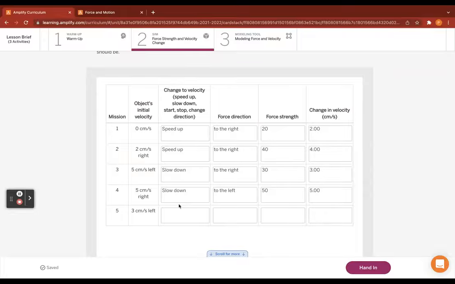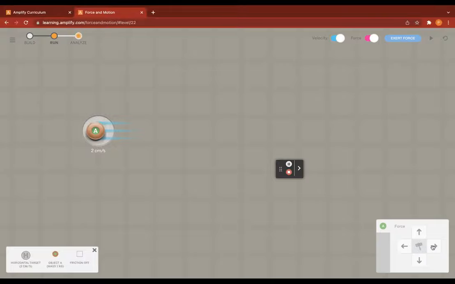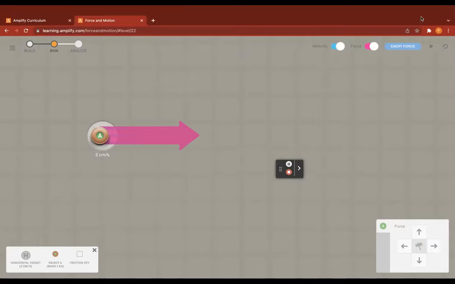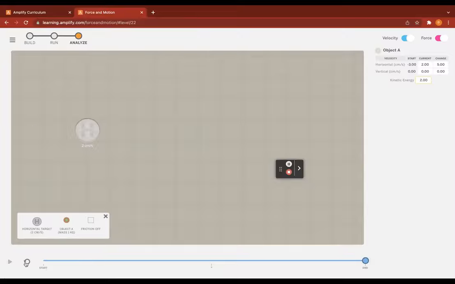Hey, it's not letting me do that. So let's see what's the most important thing it's doing. Changing direction. It's going to the left. I need to hit it to the right. It's a change of 5. Now let's prepare a force. I need to hit it to the right. Exert. And my force strength is 50.